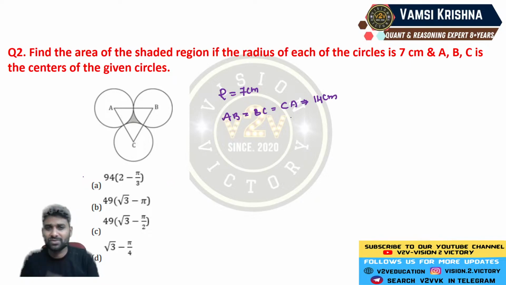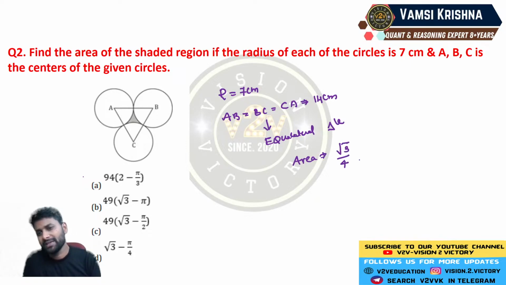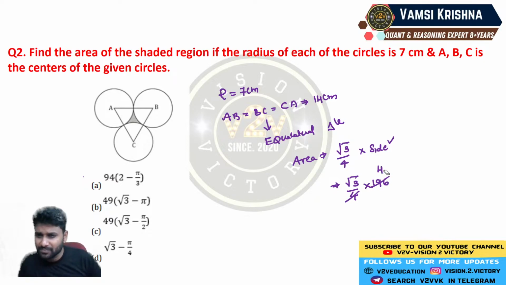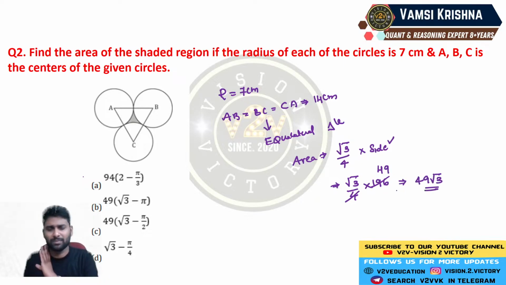Now what I understand from this question is that if all the sides are equal, it is an equilateral triangle. For an equilateral triangle, you know the area formula is root 3 by 4 multiplied by side squared. Now just calculate the area of the equilateral triangle. Root 3 by 4 and 14 squared, which is 196. 4 fours are 16 and 4 nines are 36. You get the area of the equilateral triangle as 49 root 3. So we are done with the first point.